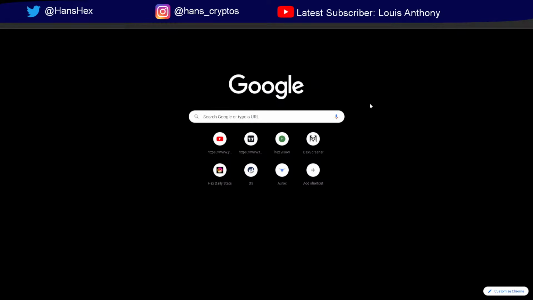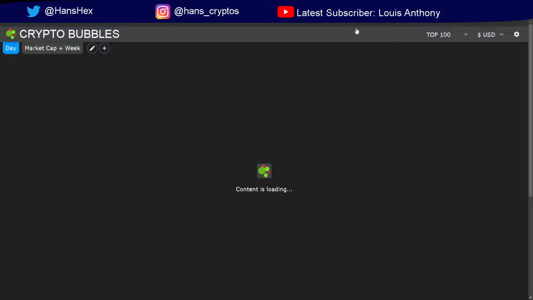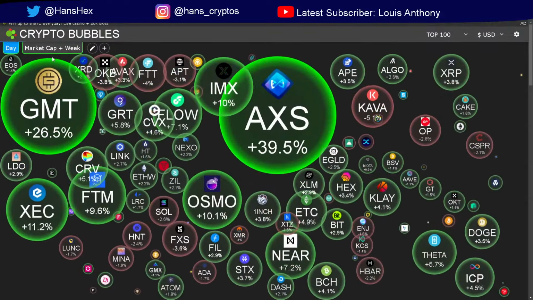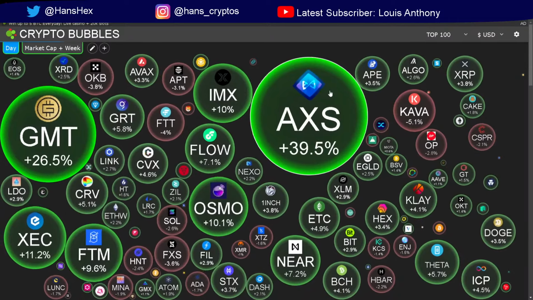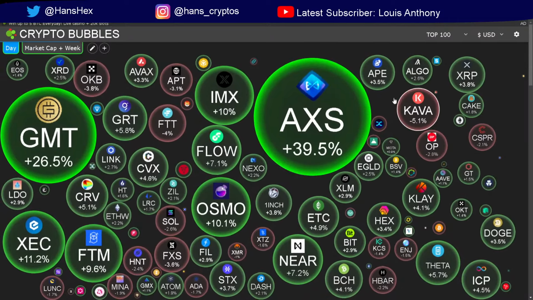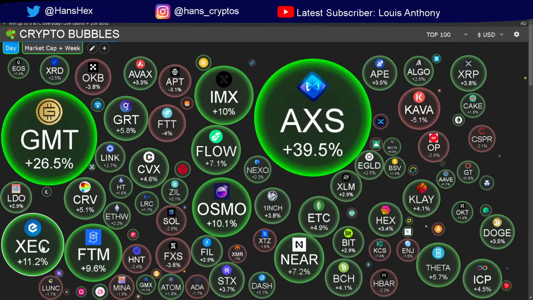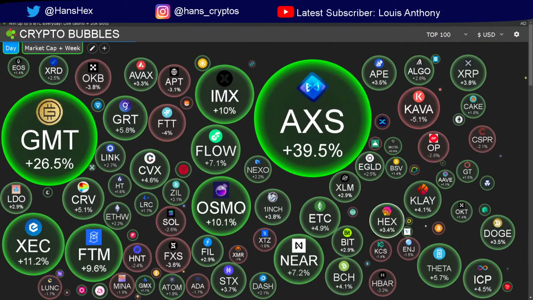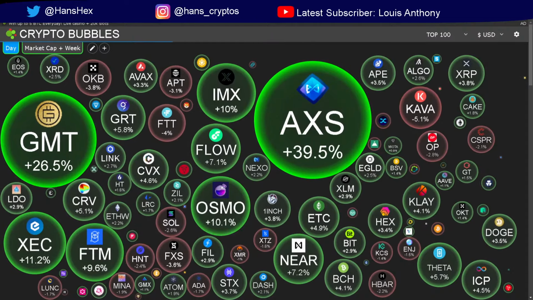Maybe we should pull up the crypto bubbles and see what this is, the daily. Yeah, so we can see a large rally across the market. Some of the larger gains being Axis, GMT, FTM. So we can look at some of them. I'm not sure what this GMT is.